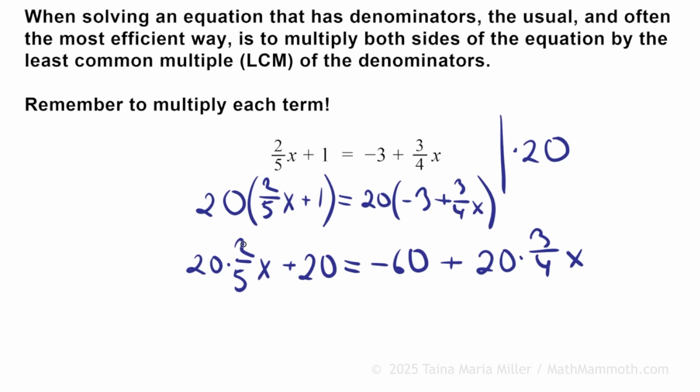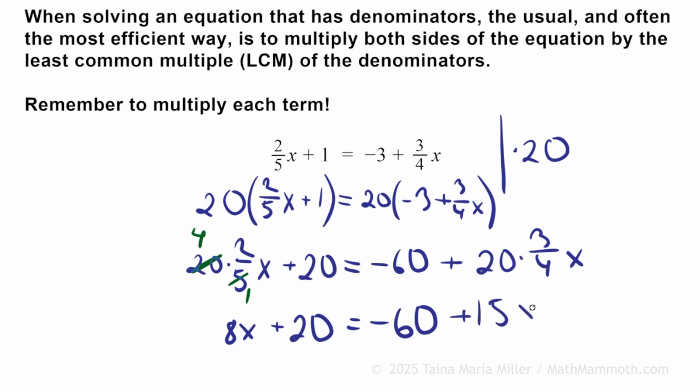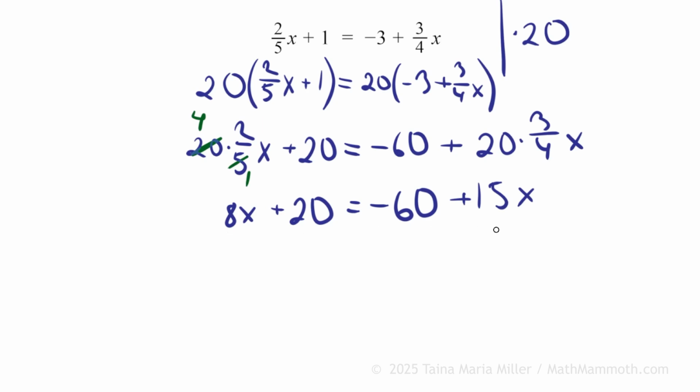Here you can go 20 times 2 divided by 5. Or you can go 20 divided by 5 first, then times 2. Or you can simplify, that's what I'm used to, 20 and 5. Cancel these out, so that's 4 times 2. We're left with 8x. And over here, again, we can cancel out. Or you could go 20 times 3 is 60 divided by 4. That's 15.